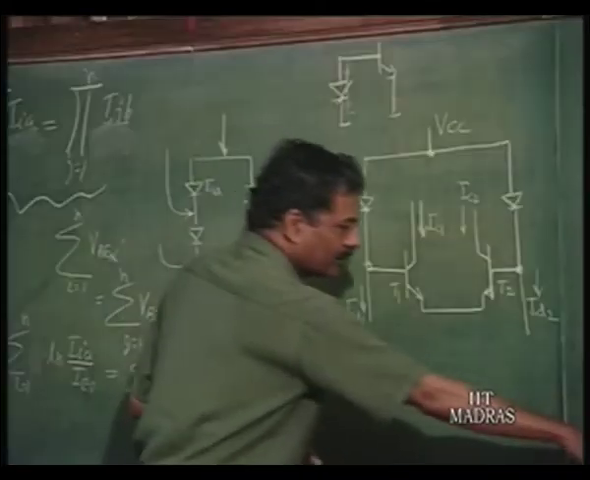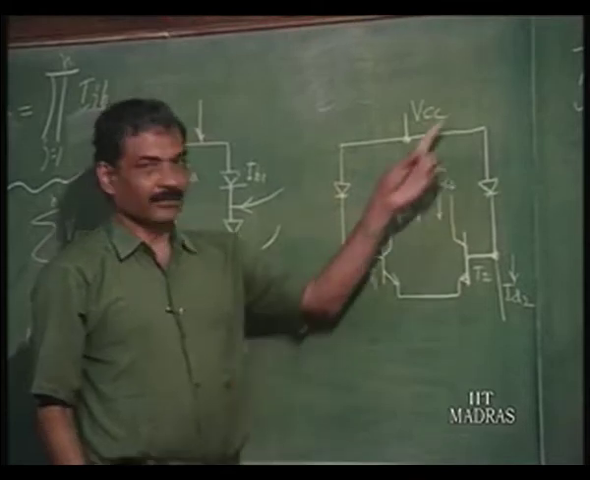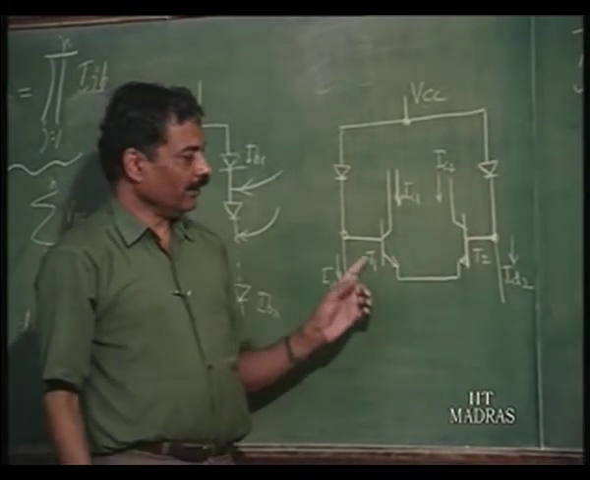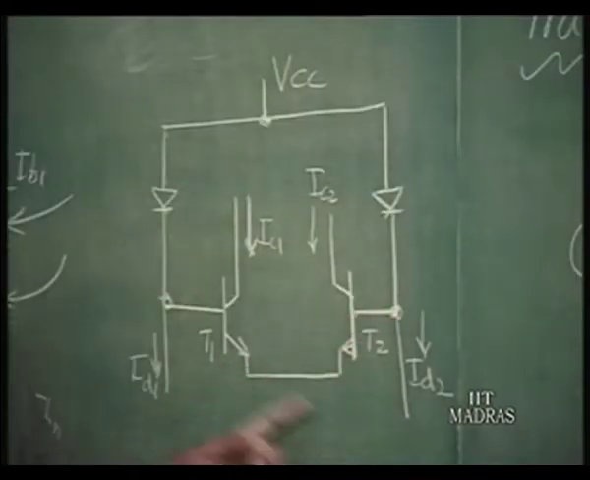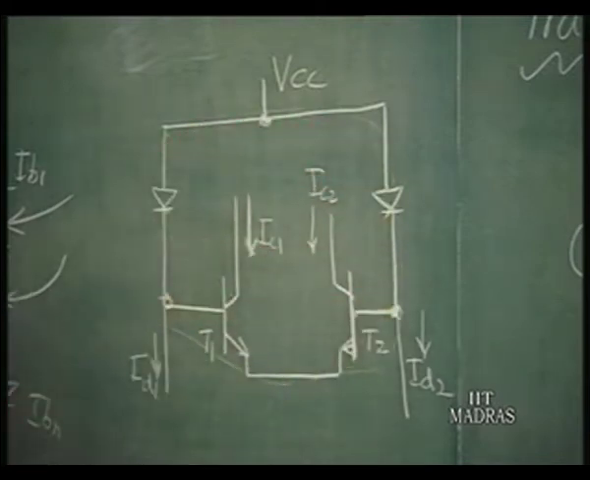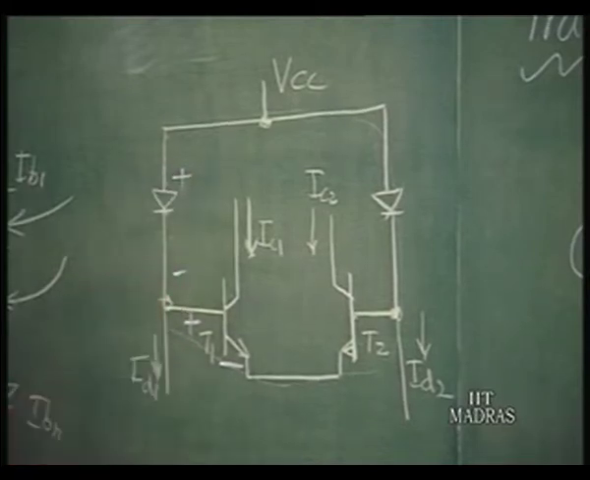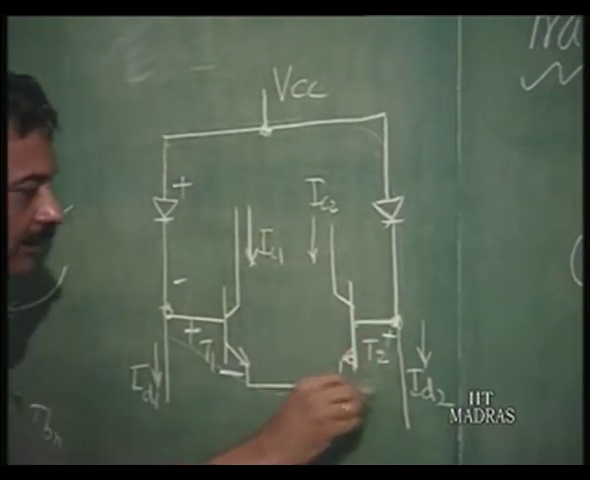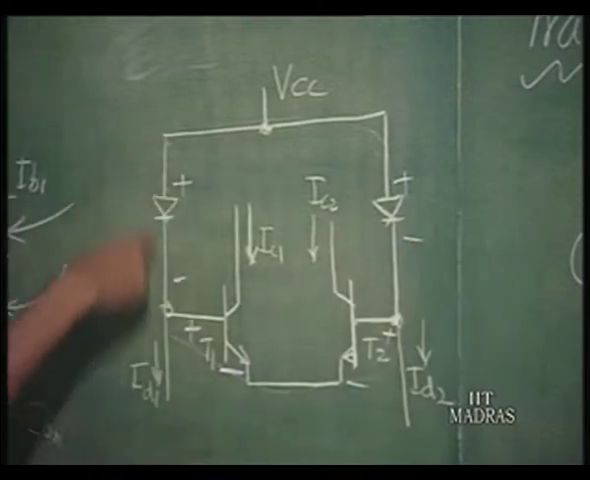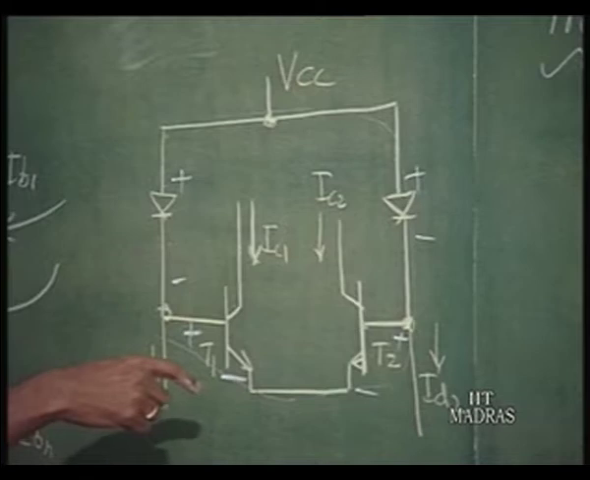Now, here this is slightly more complicated. You have two diodes and two junction transistors connected in a loop. So, according to this, let us say these are diodes which have one polarity and these are diodes which have another polarity. The product of the currents through these diodes should be the same as the product of the currents through these junctions.